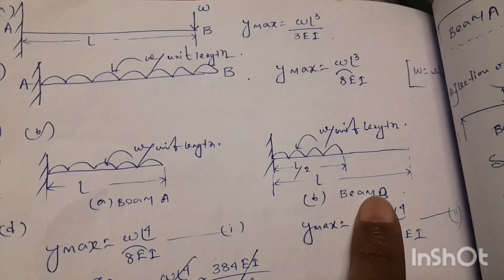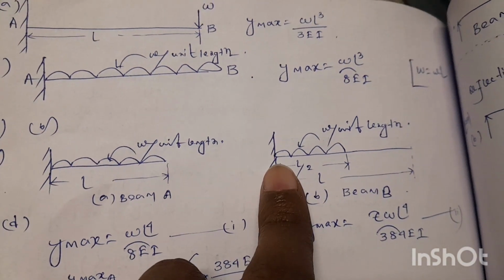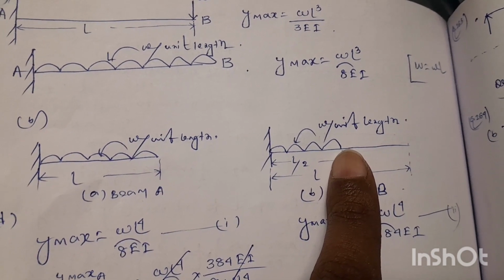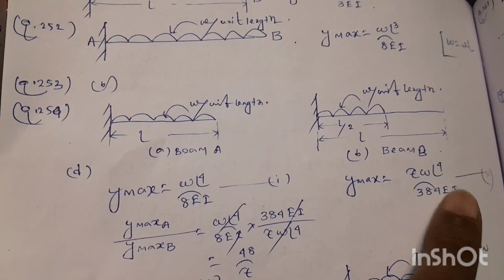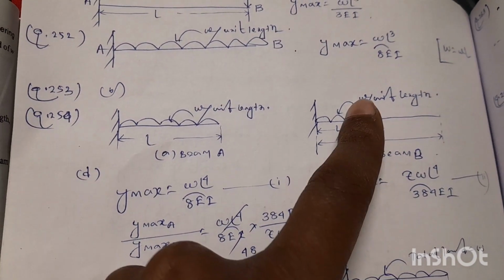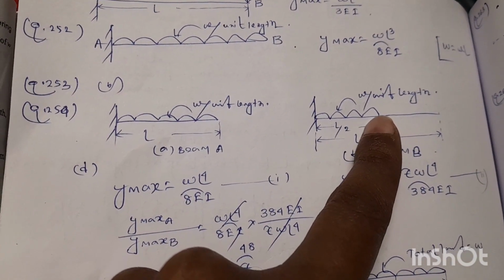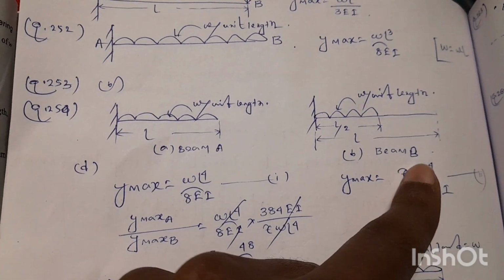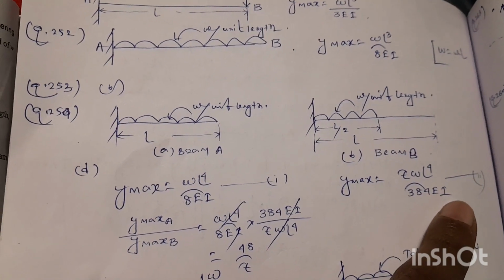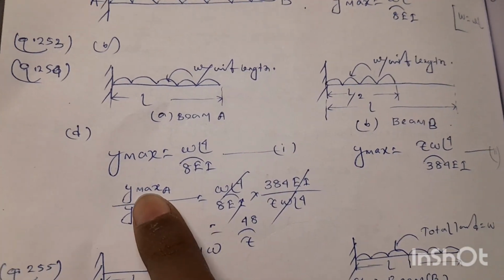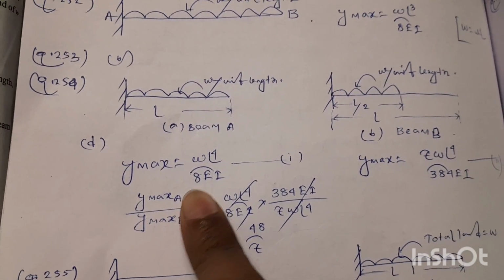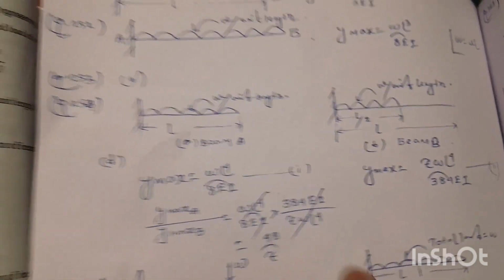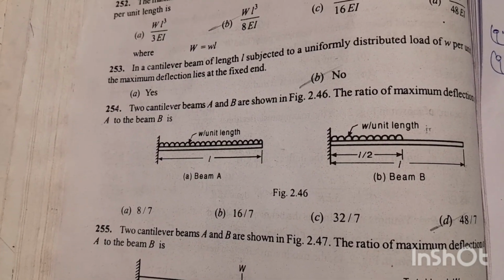And for the beam B, as per the question, the cantilever beam is subjected to uniformly distributed load over half of its span. So for this beam subjected to this kind of load, UDL up to half of the span, the maximum deflection Ymax will be 7WL to the power 4 by 384 EI. So friends, if we make the ratio Ymax for the beam A divided by Ymax for the beam B, we will get the value 48 by 7. So for question number 254, option D is the right answer.